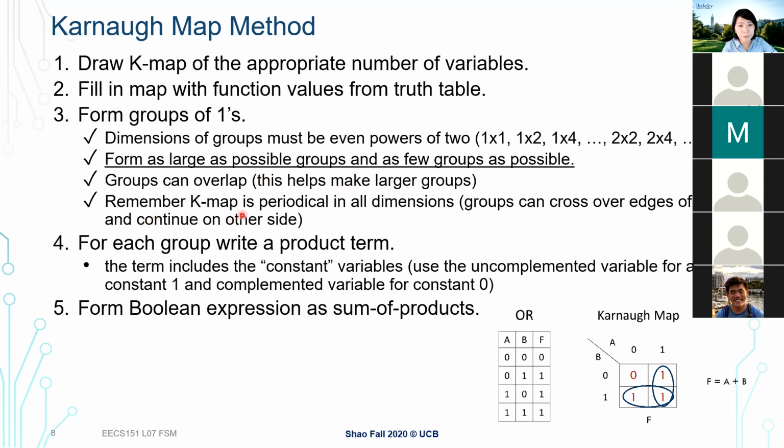Remember the K-map is also periodic in all dimensions, so you can also draw groups across the boundaries, because at the two boundaries only one element is different. So you can draw across the edges of the K-map. For each group, we are using the sum of products form, because we're drawing the groups as ones. So for each group, we can draw a product term.